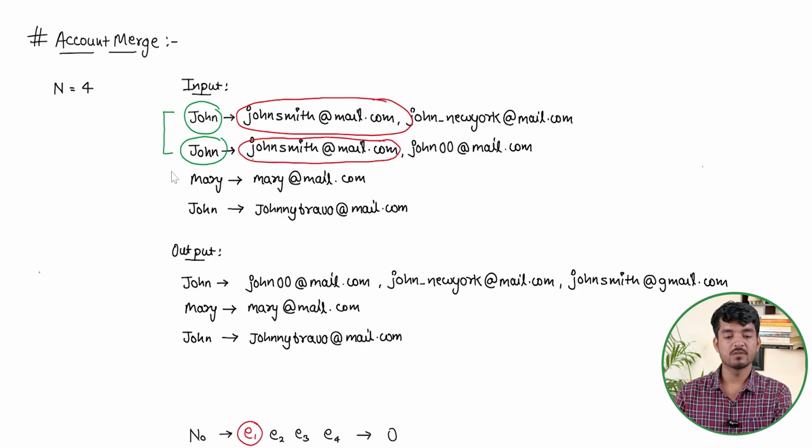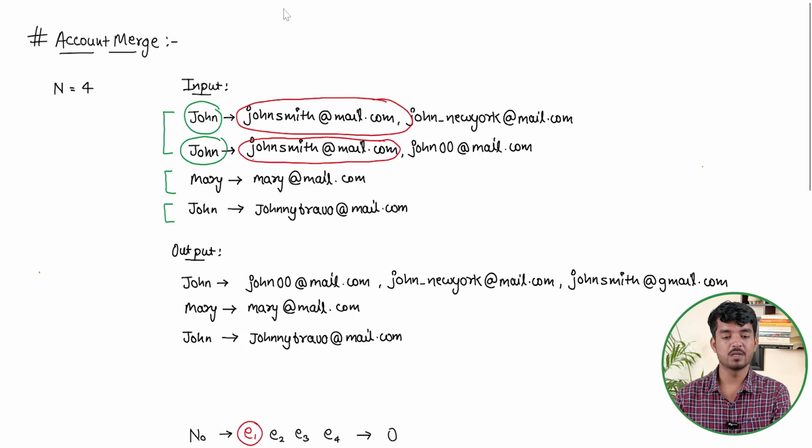Then the third account, the person name is Mary, and the corresponding email is mary@mail.com, which is not common in any other account. So this is an independent account. We cannot merge this account with any other account. The fourth account is for the person named John, and the corresponding email is johnnybravo@mail.com, which is not common in any other account. So again, we cannot merge this account with any other account. So this is the expected output.